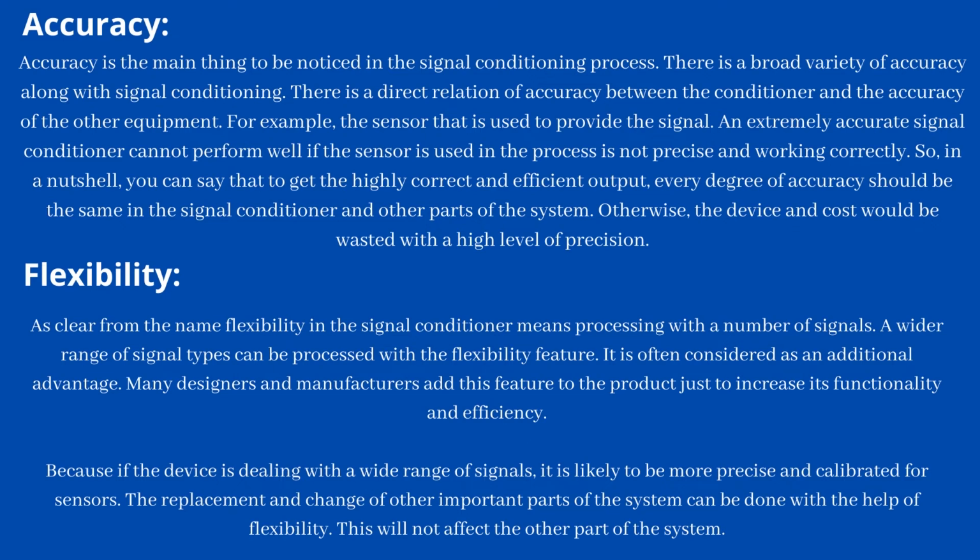Flexibility. As clear from the name, flexibility in the signal conditioner means processing a number of signals. A wider range of signal types can be processed with the flexibility feature. It is often considered an additional advantage. Many designers and manufacturers add this feature to the product just to increase its functionality and efficiency. Because if the device is dealing with a wide range of signals, it is likely to be more precise and calibrated for sensors. The replacement and change of other important parts of the system can be done with the help of flexibility. This will not affect the other parts of the system.